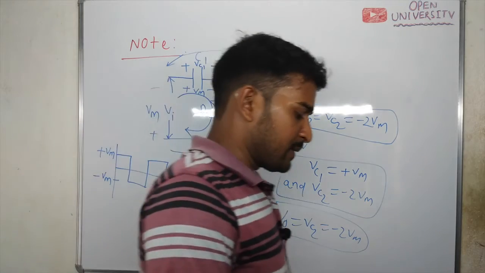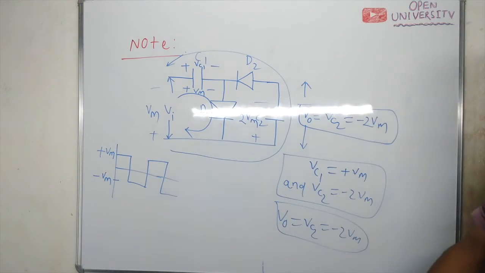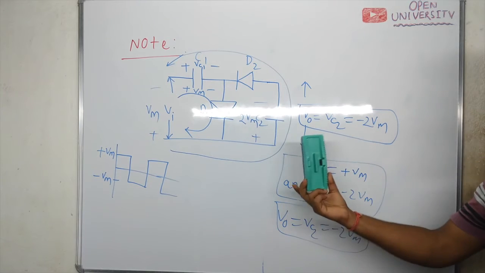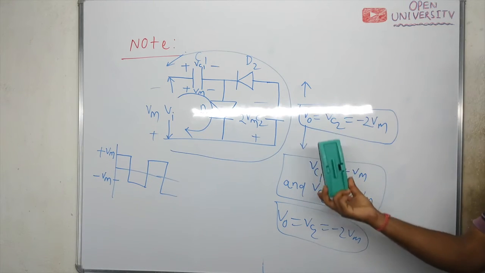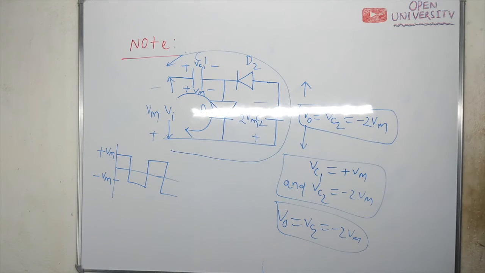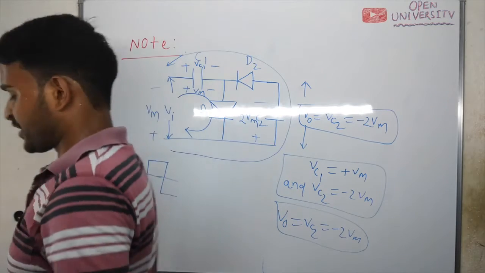In a voltage multiplier, capacitor C1 will charge up to Vm and C2 will charge up to 2 Vm. In any voltage multiplier circuit, capacitor C1 will charge up to Vm and other capacitors will charge up to 2 Vm. Write down this point.